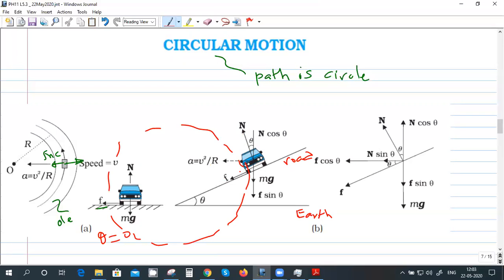The friction force is along the surface of the road, towards the center. So the normal reaction now will have two components. N cos theta balancing mg and N sin theta will be towards left. So this angle is theta. Is it clear? Theta is the angle between horizontal and plane. This is vertical and normal. Correct? So this is the free body diagram.